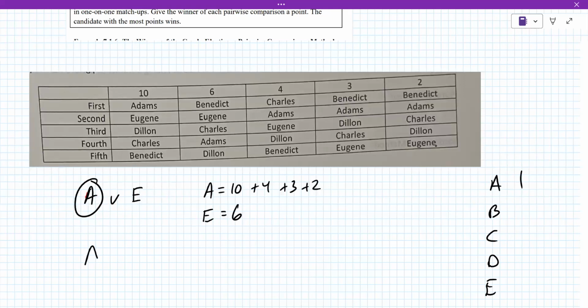Now you might do Adams versus Dylan, but you have to do all the comparisons. So this one's quite long, but hopefully you're going to get the idea here in a moment. So Adams versus Dylan, same thing.